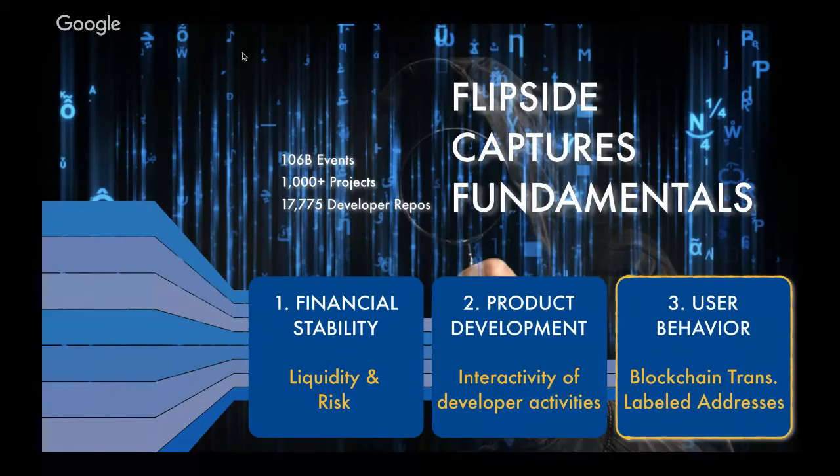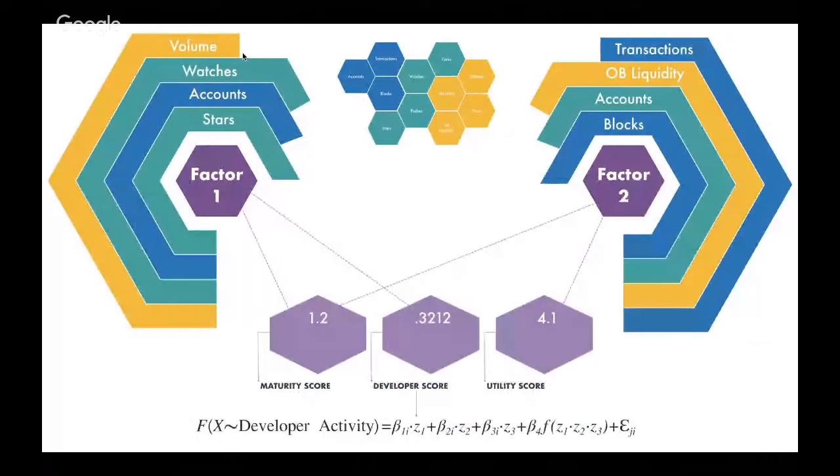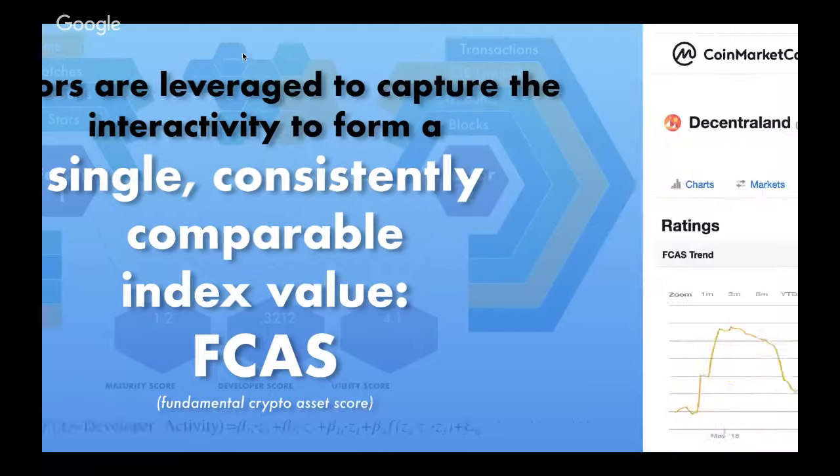Okay, these 3 components together, we build factor models between them, do a whole bunch of fun data science stuff, and we use that to create a single, consistently comparable index value we call FCAS, Fundamental Crypto Asset Score. FCAS is applied to about 520, 530 crypto assets today, and you can find those on CoinMarketCap.